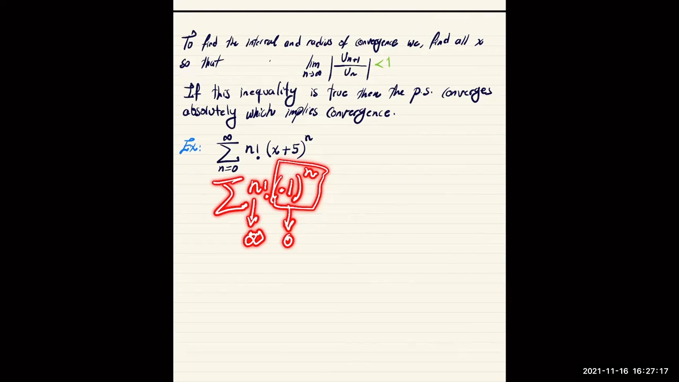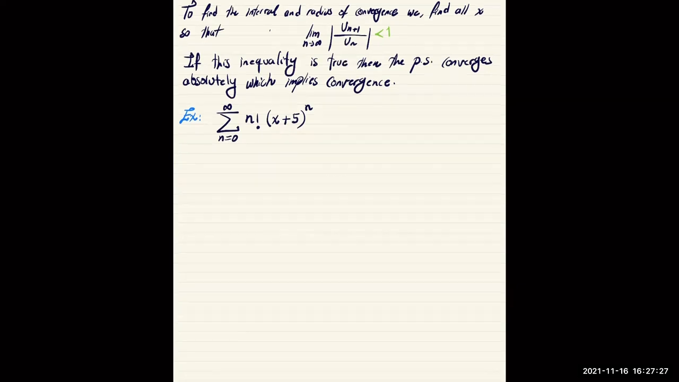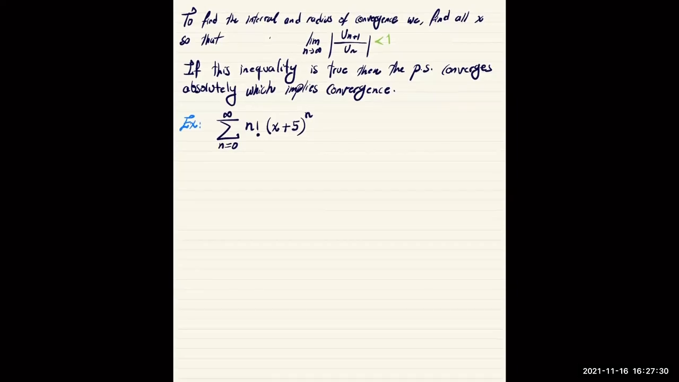But for anything other than -5, this is going to diverge, okay? Well, you don't need to speculate like that. It's just something you could see or predict in advance, but we are just going to do the math, okay?